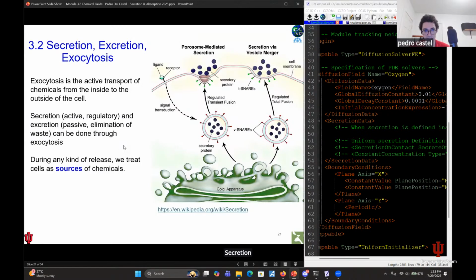Secretion, excretion, and exocytosis and endocytosis, they are different concepts in biology. However, in CompuCell, we are going to use secretion to model any kind of production. So we have a field in the environment and any input, we call it secretion, okay? So if something is producing oxygen, we are going to call it secretion because this is the computational term, the name of the plugin in CompuCell. Although in biology, all these different things have different mechanisms, they are inherently different between each other.